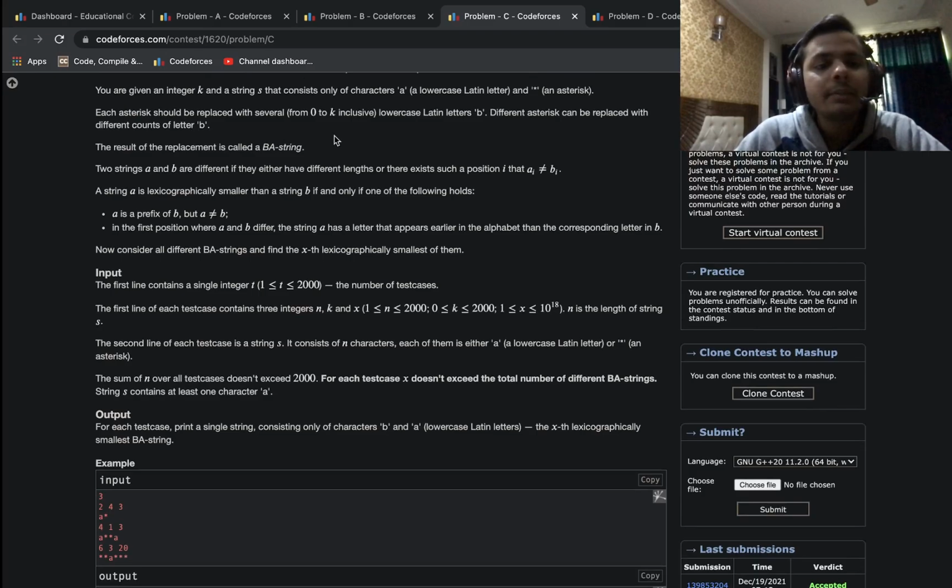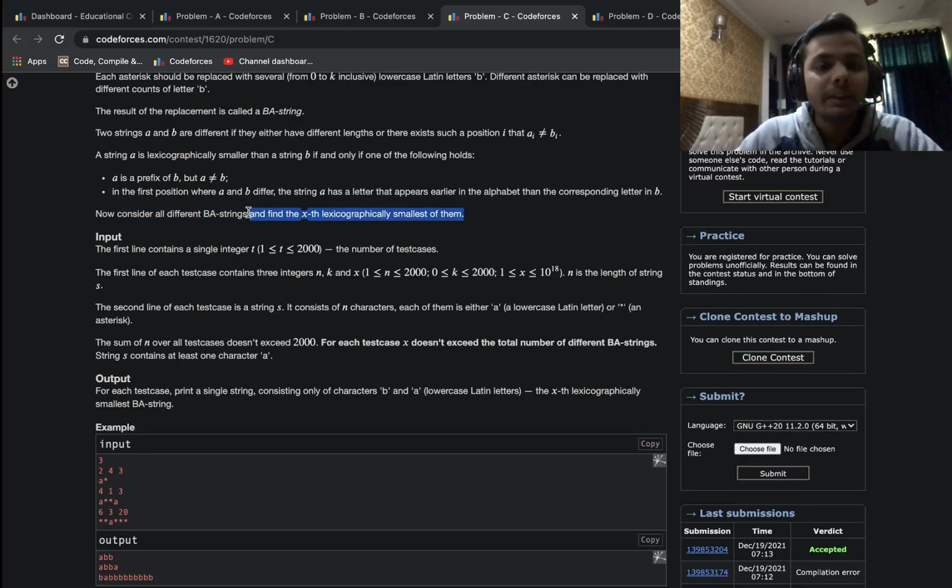And once we do that, the replacement of the string is called the BA string. The new string which we get is called the BA string. And what we need to do is find the xth lexicographically minimum BA string that we can form. Right, that's our task.